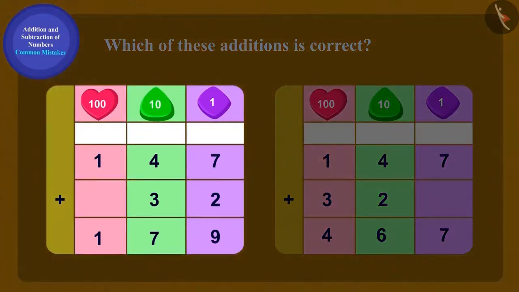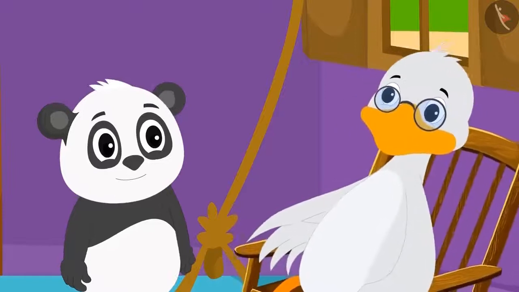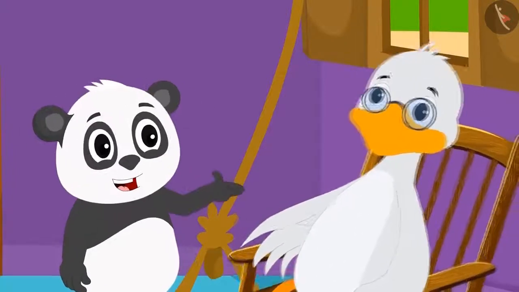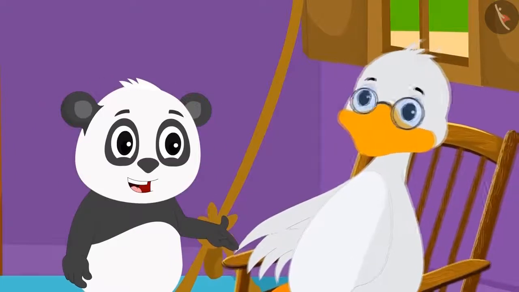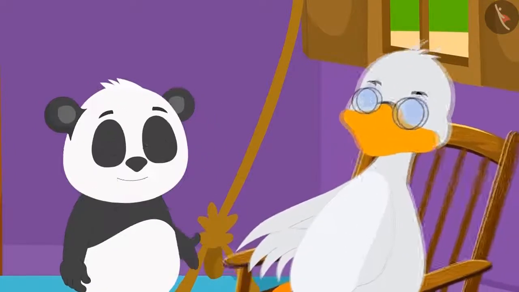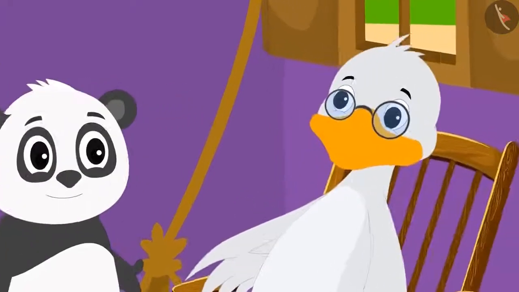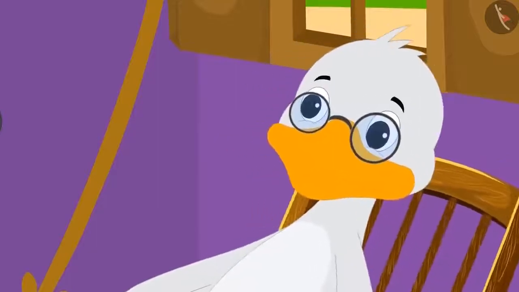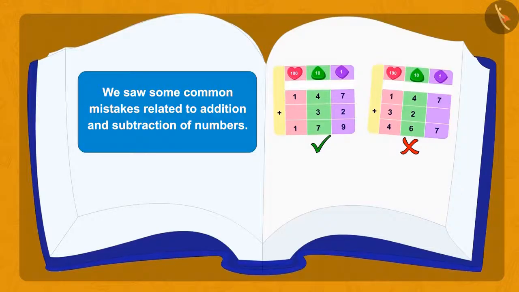Children, remember, while writing any number, you must take extra care to write its digits in the correct place. Golu understood his mistakes and is happy to finally solve it. He promised Uncle not to repeat those mistakes while adding and subtracting numbers. Children, we hope that you too will not make these mistakes. In this lesson, we saw a few common mistakes related to addition and subtraction of numbers.